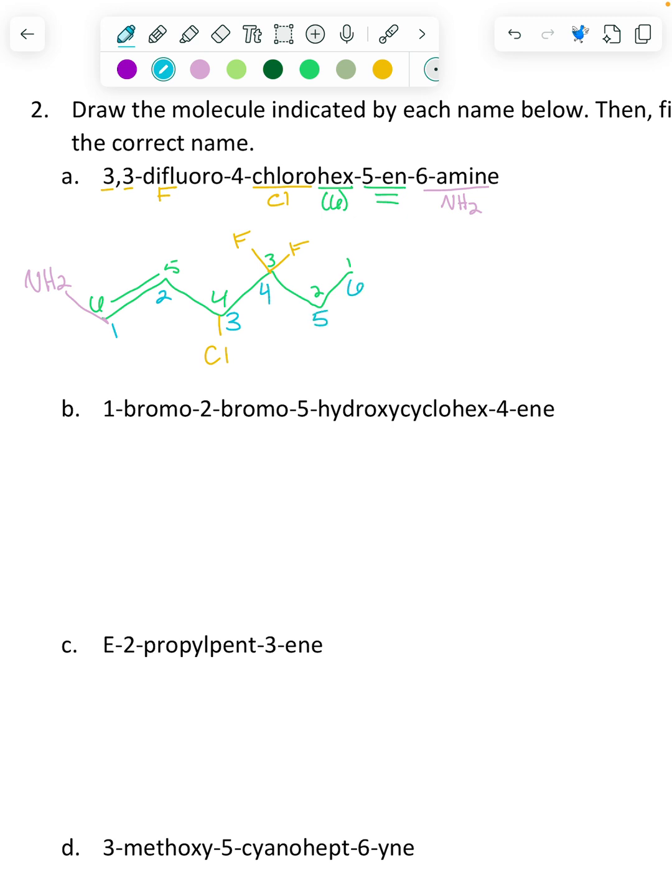And the parent chain is still going to be 6, so it's still going to be hex. It's still going to end with the EN because it still has a double bond. But instead of it being 5 EN, it's going to be 1 EN. Same with this amine group. That's also on the 1st carbon. So that's also going to be 1 amine.